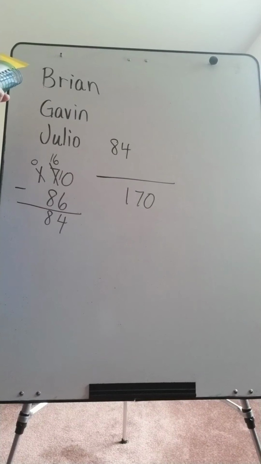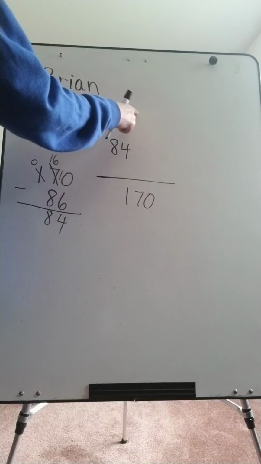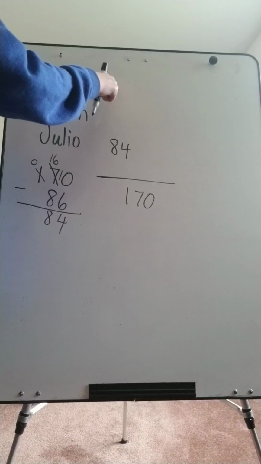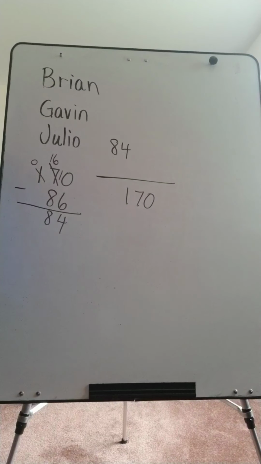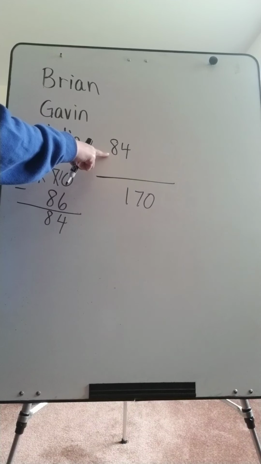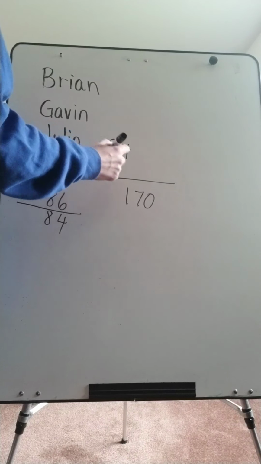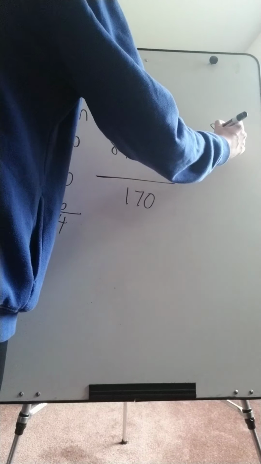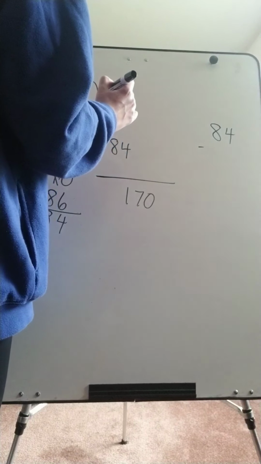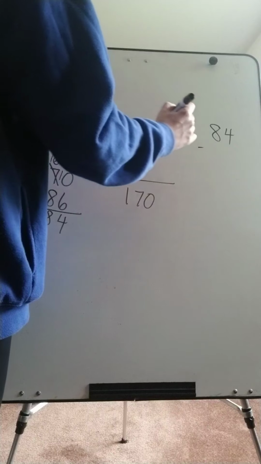Brian's number is 14 more than Gavin's. So we have to figure out Gavin's number before we can figure out Brian's. It tells us that Gavin's number is 48 less than Julio's. So we know now that Julio has 84. So if we take 84 and subtract 48.